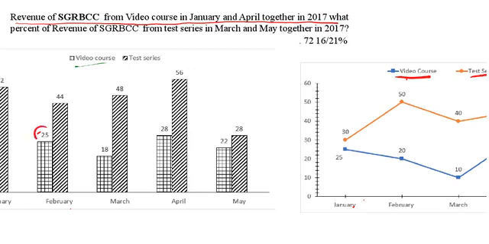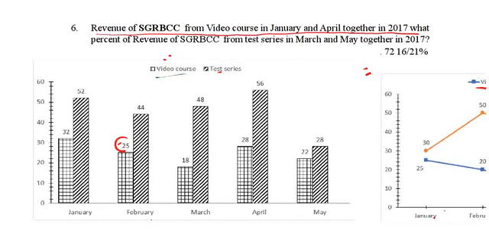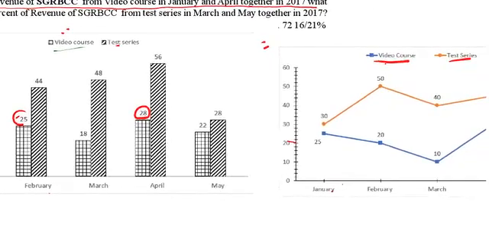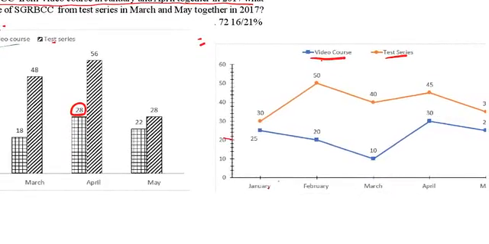So 2016 January and April, we should calculate. See here, 2016 January video course revenue is 32, and April video course revenue is 28. This is 2016, 32 and 28. In 2017, January video course increased by 25%, April video course increased by 30%.